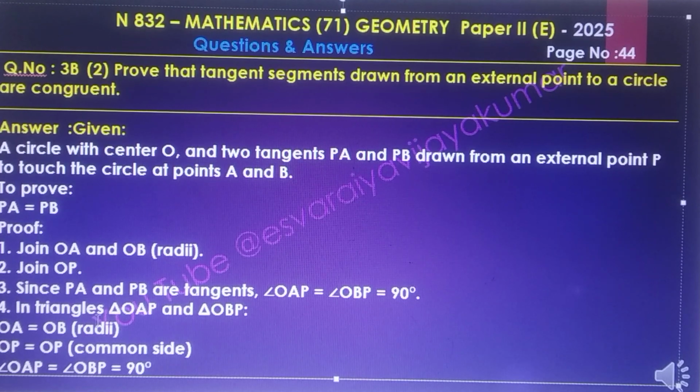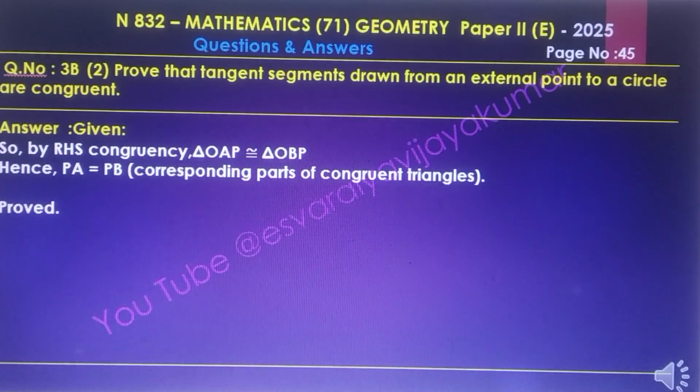Here I have given the instructions; you have to plot the diagrams of the structures. Since PA and PB are tangents, angle OAP equals angle OBP equals 90 degrees, OA equals OB radii, and OP equals OP common side. So finally we are getting angle OAP and angle OBP 90 degrees. By RHS congruency of triangles, triangle OAP is congruent to triangle OBP, so PA equals PB, the pair of congruent triangles proved.